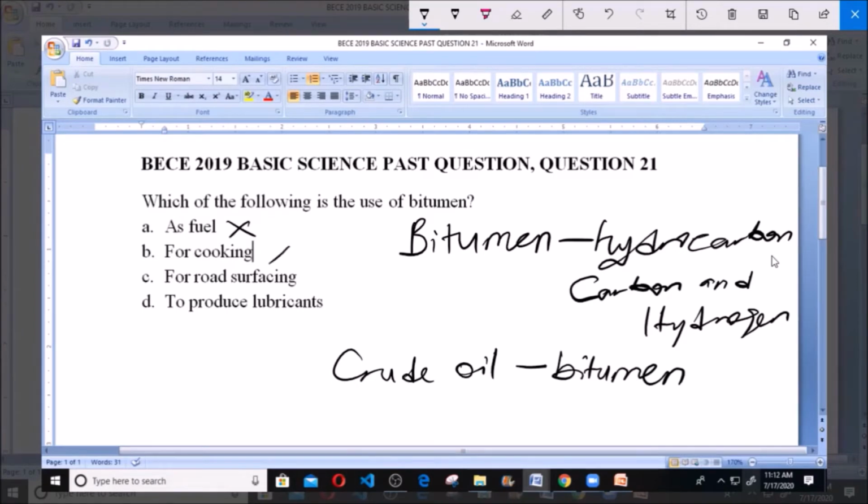C says bitumen is used for road surfacing. Yes, you notice your roads today are dark and shining. It is bitumen that is used to surface these roads. It gives the road a shining surface and the luster that makes it pleasant for the use of our motor vehicles. Now this says to produce lubricants. No, bitumen is not used to produce lubricants, because it does not have the viscous nature, so it cannot be used for lubricants.